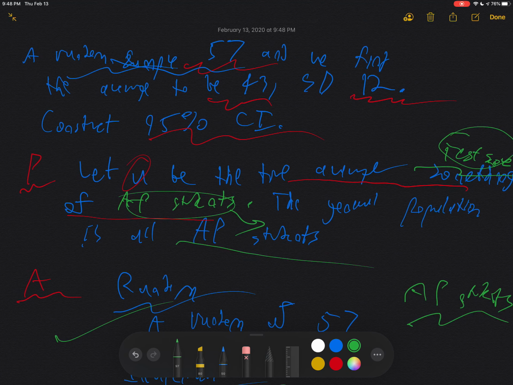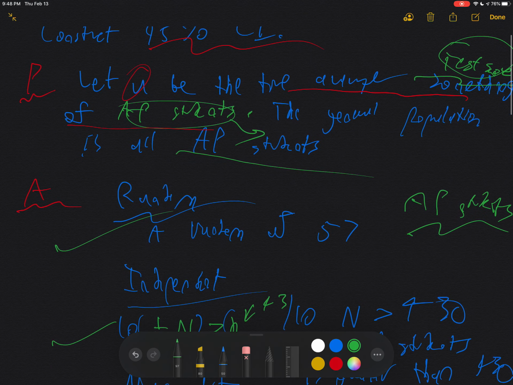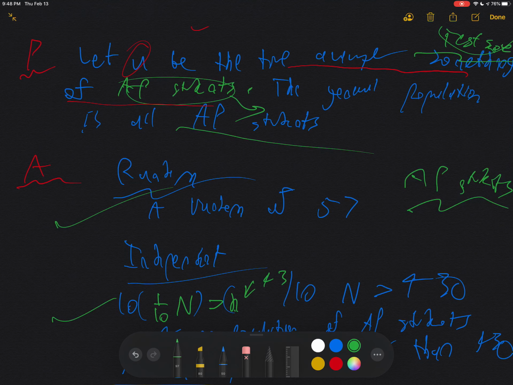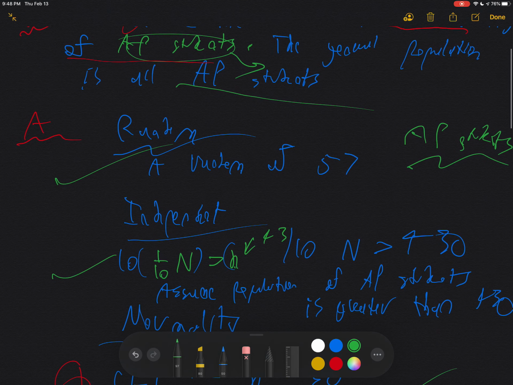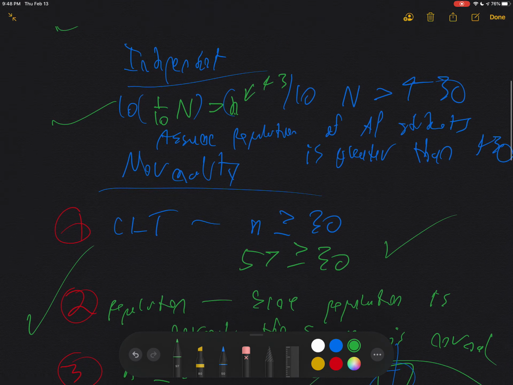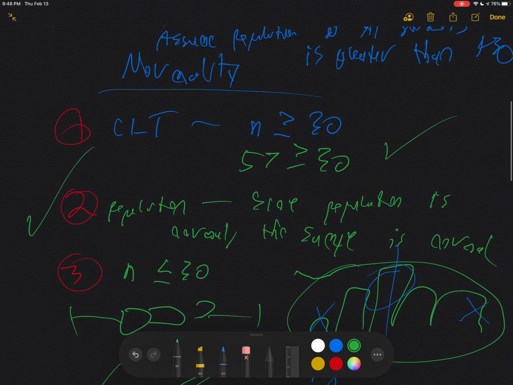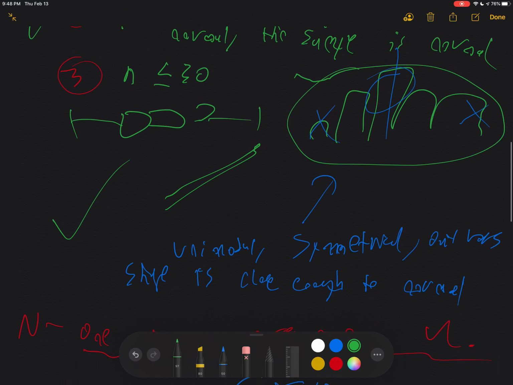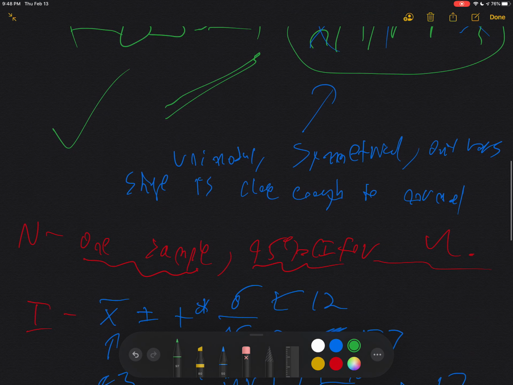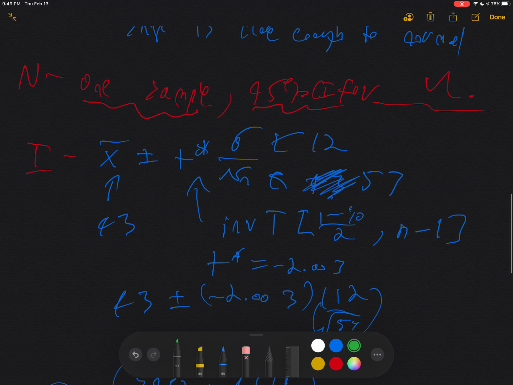So from here, we're done. I'm just going to do a quick recap. A random sample of 57, and we find the average to be 43, standard deviation 12. Construct a 95% confidence interval. Let mu be the true average of test scores of AP students. The general population is all AP students. Random, independent, normality, and you can check normality in 3 ways: CLT, the population is already normal, and if n is less than 30, you have to graph it and identify it. And then one sample t-interval, 95% confidence interval for mu.